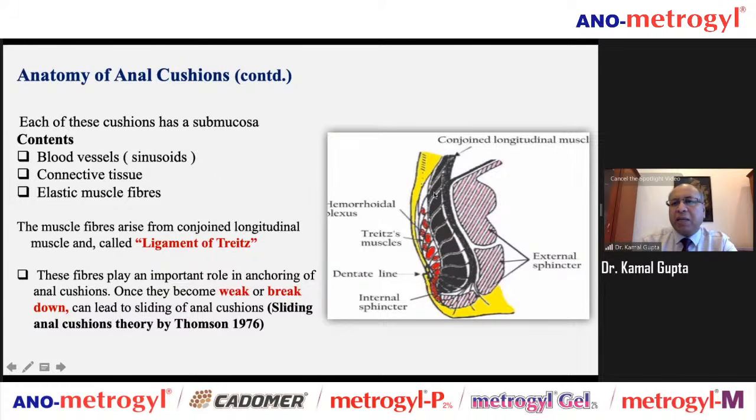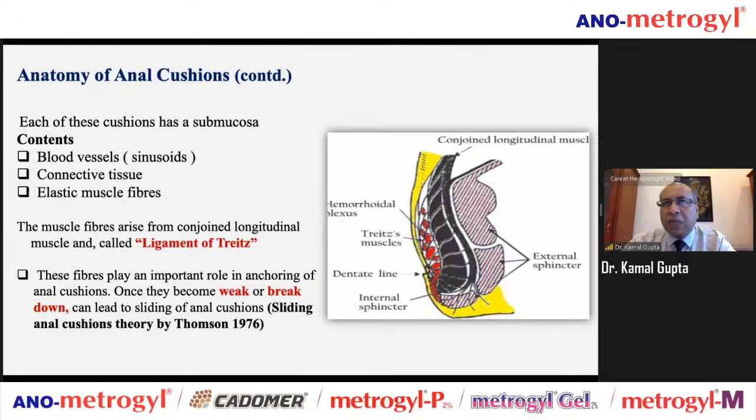It's a suspensory ligament. Now it is formed, as you can see, from a conjoined longitudinal muscle, which is a continuation of the outer layer of the rectal wall. That is a longitudinal muscle. After that, medially, it gives fibers like this, which pierce the internal sphincter, and this leads to formation of the ligament of Treitz.